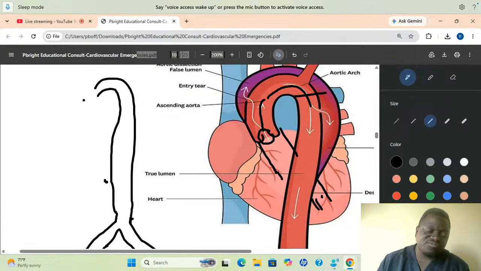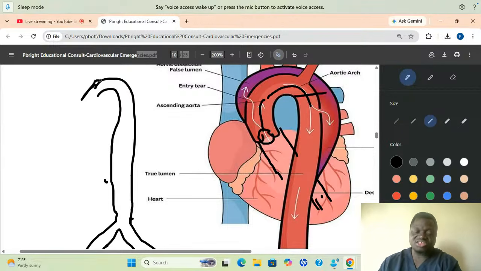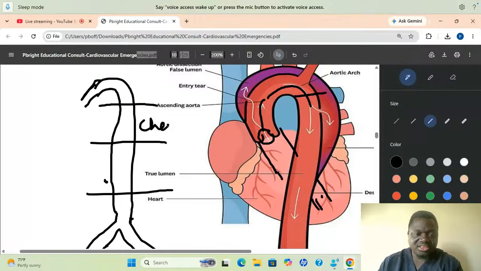Like a river flowing from the north to the south, every town it gets to has its name by the same river. So in the descending aorta, we have the torso. This is the chest area, and this is the abdominal aorta.